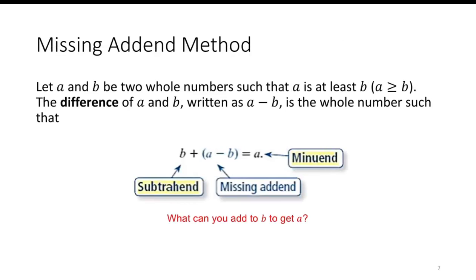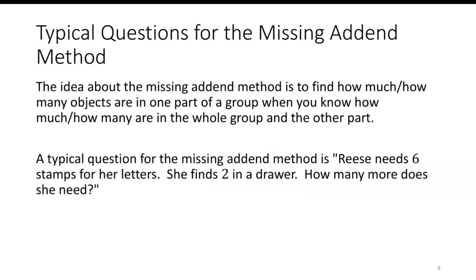The missing addend model is basically where you have a and b be whole numbers such that a is at least b. The difference of a and b, which we write a minus b, is the whole number such that b plus something is a. So what can you add to b to get to a? That's going to be a minus b. The idea about the missing addend method is to find how much or how many objects are in one part of the group when you know how much or how many are in the whole group and the other part.